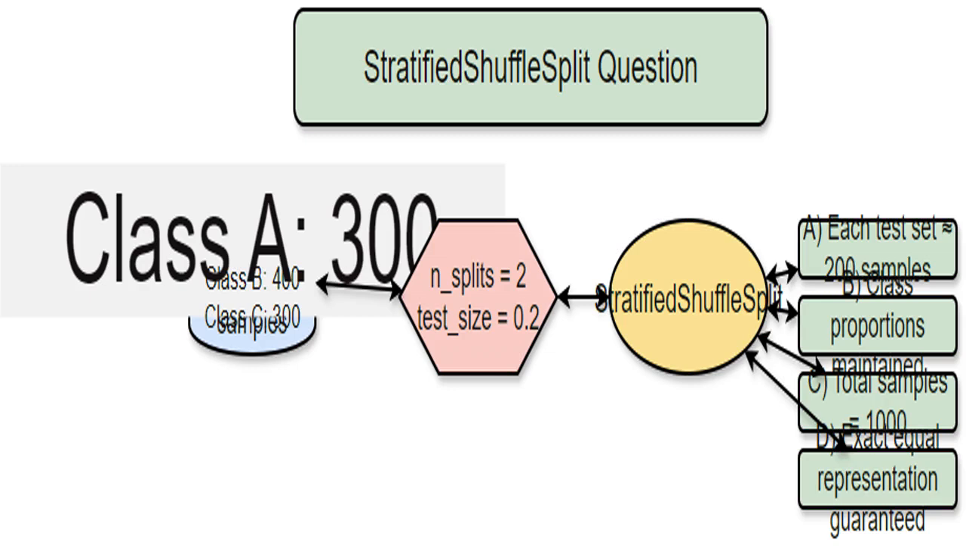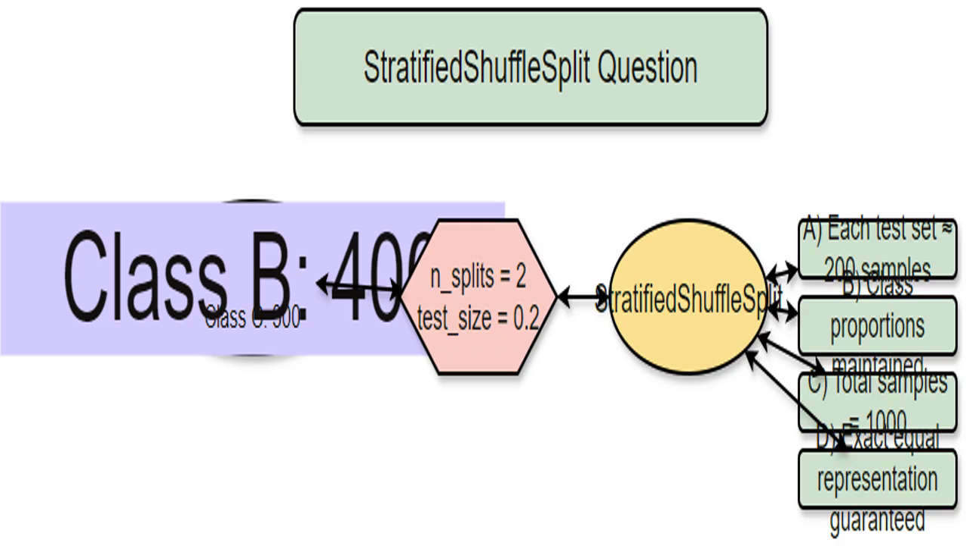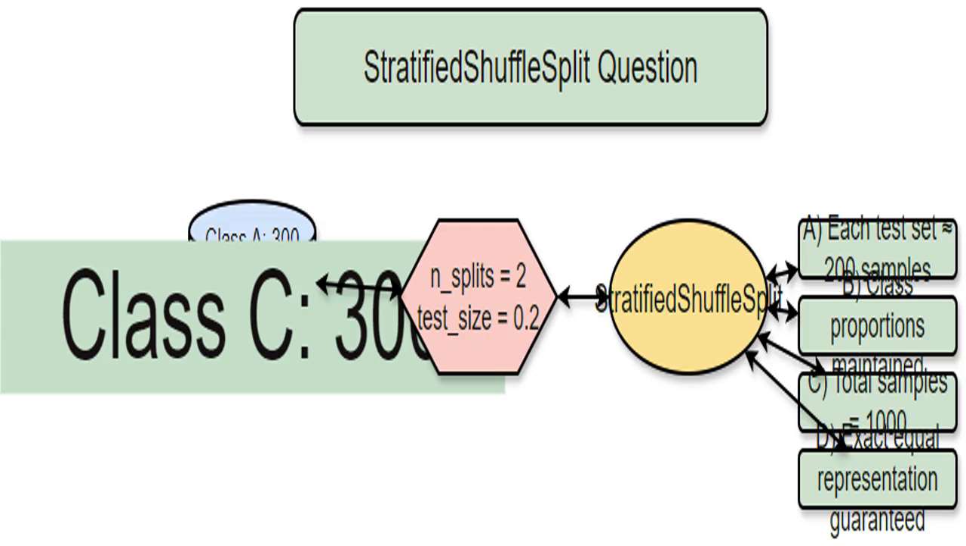Of those 1,000 samples, 300 belong to Class A. I mention this to give you information about distribution of classes in the dataset. 400 samples fall under Class B. This further explains the class distribution in my dataset. Another 300 samples are in Class C. I am specifying class distribution to help you understand the context of stratified sampling.